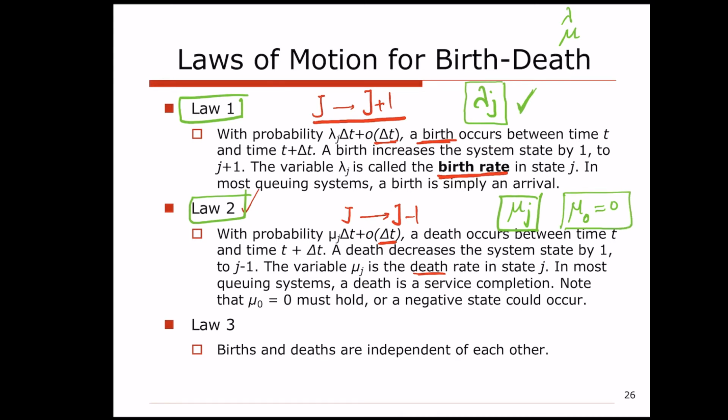And the last law says that all the births and deaths, or all the arrivals and departures from the system, are independent from each other, so they have no effect on each other. Let's see how I can show this in a general queuing system.